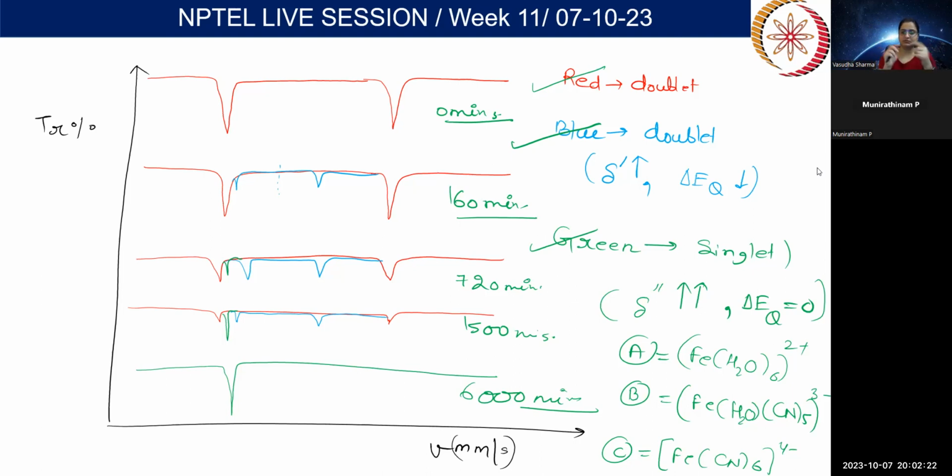So now it is absolutely correct that A is red, B is blue, and C is green. So now we will look into the proper description of it. You just let me know if we are going in the right direction or not.